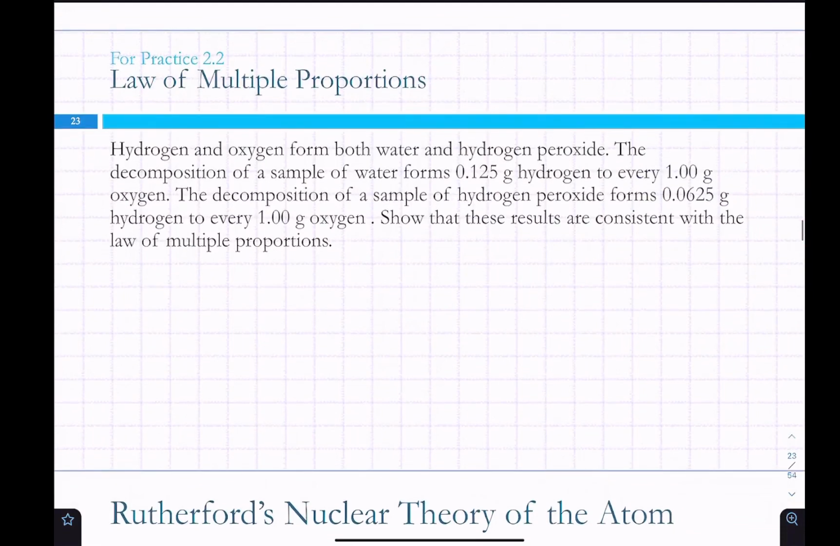All right, so if we have hydrogen and oxygen, they both form water, and they can also form hydrogen peroxide. The decomposition of a sample of water forms 1.25 grams of hydrogen for every 1 gram of oxygen. The decomposition of a sample of hydrogen peroxide forms 0.0625 grams of hydrogen for every 1 gram of oxygen. Show that these results are consistent with the law of multiple proportions.